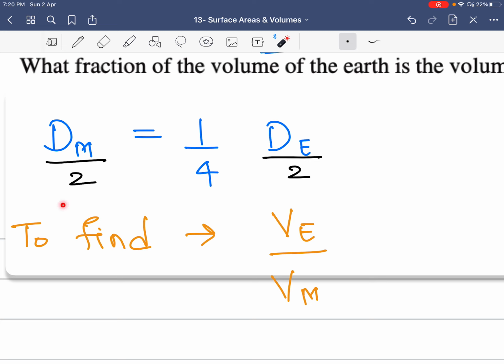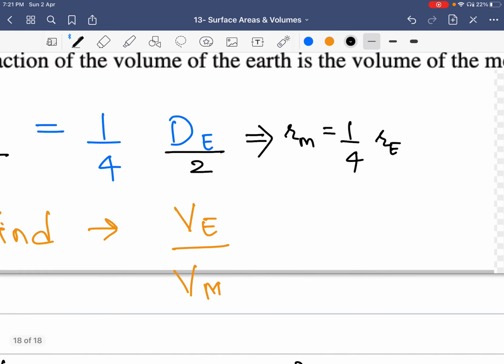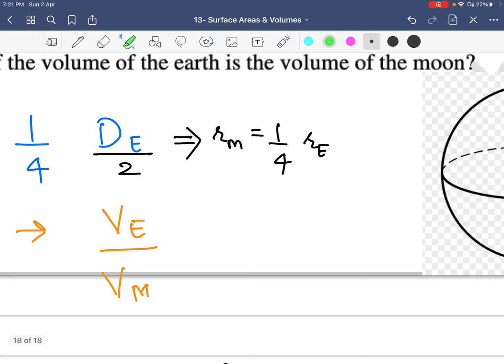Now diameter divided by 2 is equal to radius. So this will be equal to r of m. So d m by 2 will give me r m. So I'm just going to write here r m is equal to 1 by 4, 1 by 4 will remain as it is. And what is diameter of earth divided by 2? It's the radius of earth, so that is going to be equal to r of e. This is an important derivation we have got. It's a relationship between the radius of the moon and the radius of the earth.